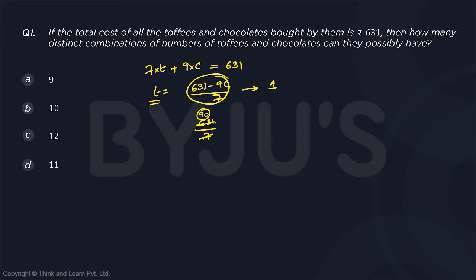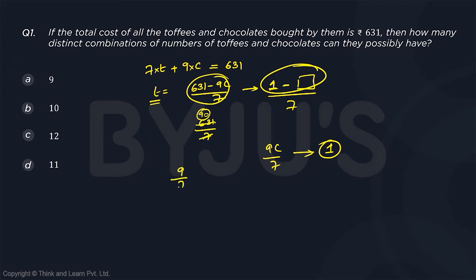It means remainder 1 minus some other remainder should cancel out when you are dividing by 7. So this should be completely cancelled. So 9C by 7 should give you a remainder of 1. How do you get that? Now if you take 9 by 7, the remainder is 2. So what should you take as C so that your remainder turns out to be 1?